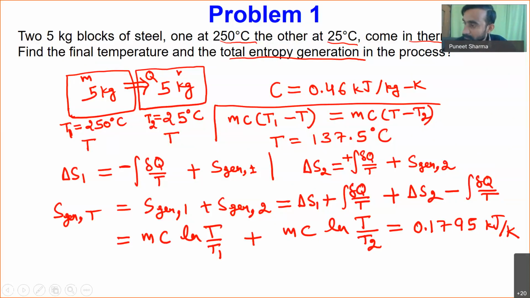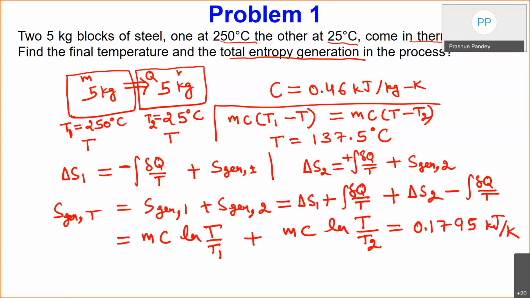Okay, so is this question clear to everyone? Yes, sir. Excuse me, sir. Sir, del Q by T in both the processes, how could it be the same, as the temperature in the first block is 250 degrees Celsius and in the second block it is 25 only?